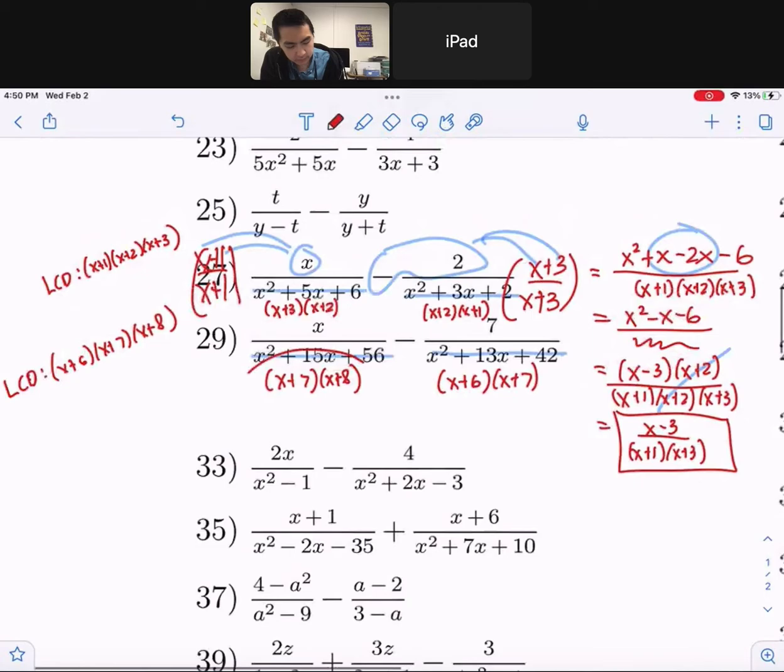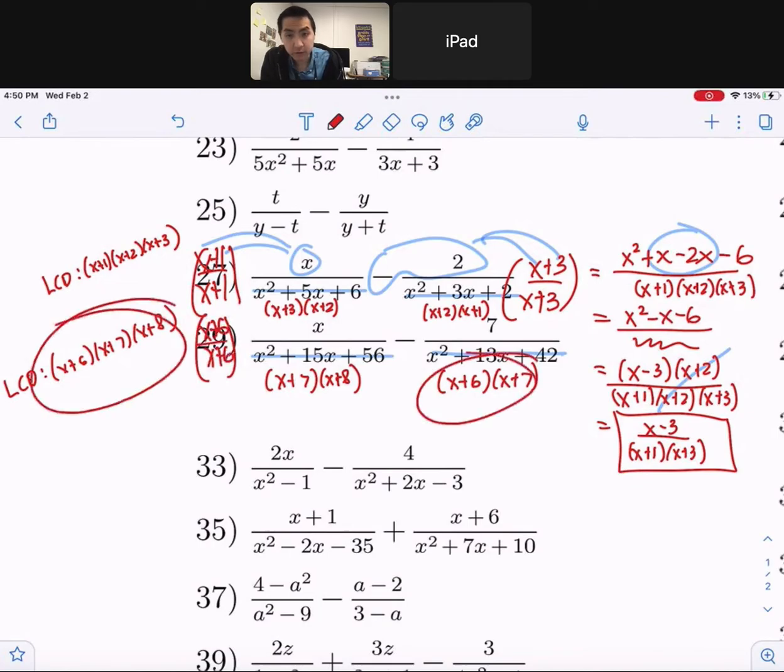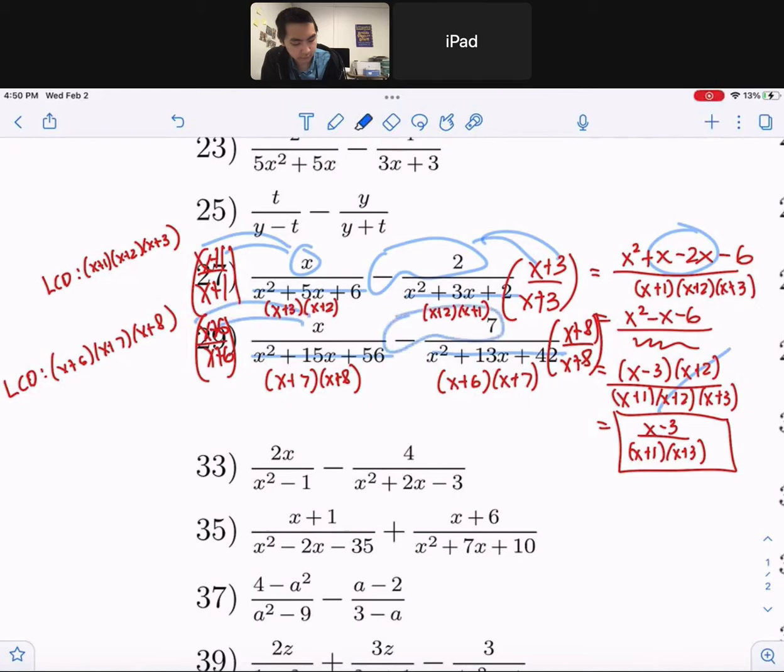So what is this missing from here? This is missing x plus 6. What is this missing from here? That side's missing x plus 8. So then you distribute x to both there and the negative 7 to both of there. So x times x, x squared. x times 6, 6x. Negative 7 times x, negative 7x. Negative 7 times 8, negative 56. All over the LCD of x plus 6, x plus 7, and x plus 8.